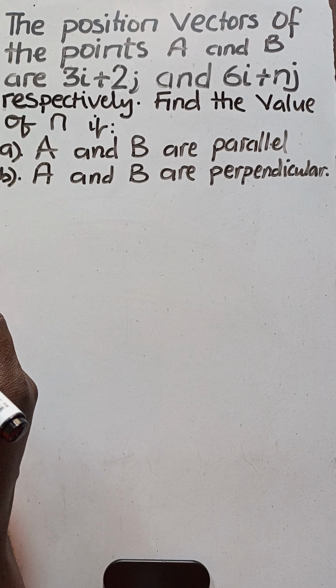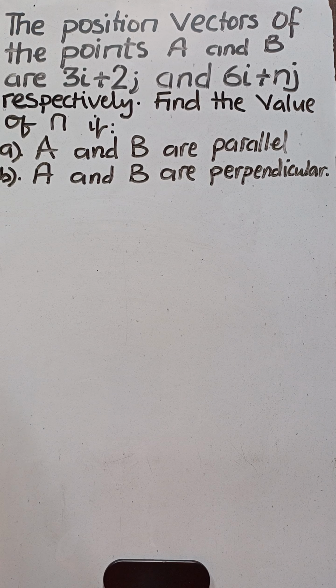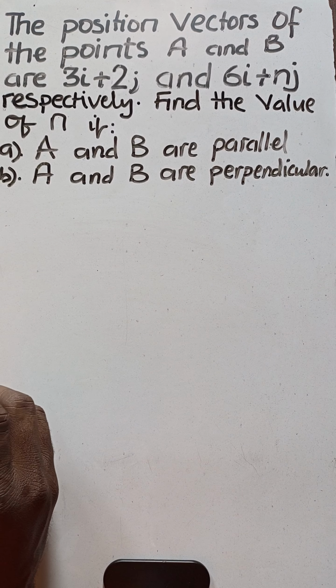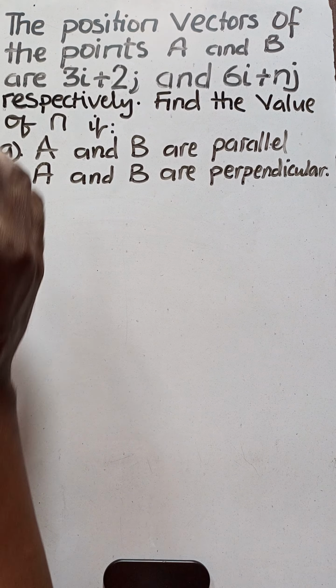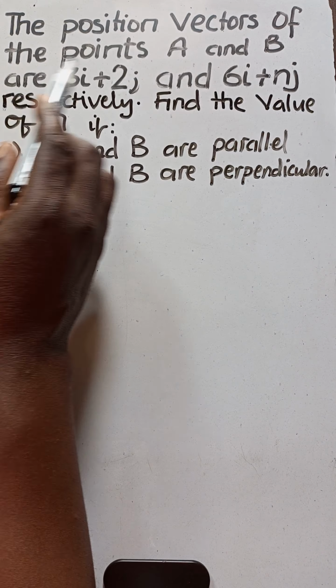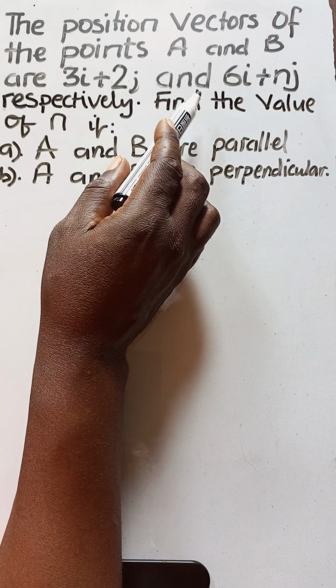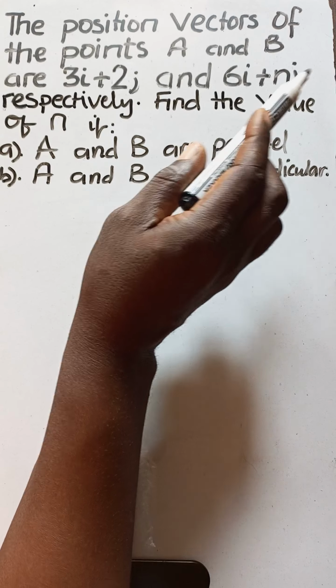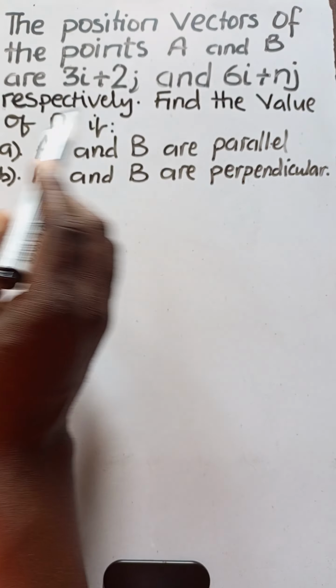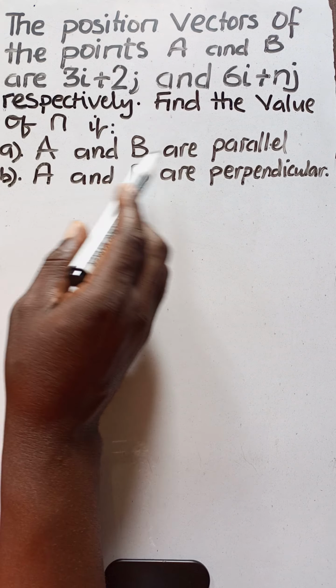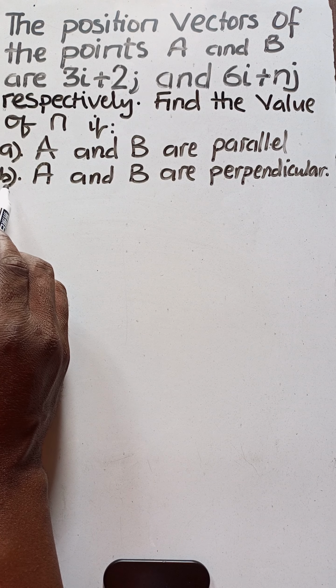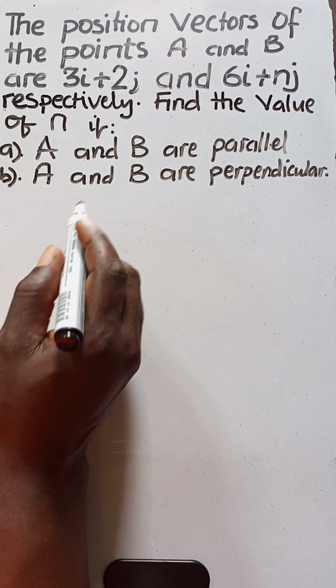This is another question under the topic vectors. Vectors in 2 dimensions. The position vectors of the points A and B are 3i plus 2j and 6i plus nj respectively. Find the value of n when A and B are parallel. Find the value of n when A and B are perpendicular.